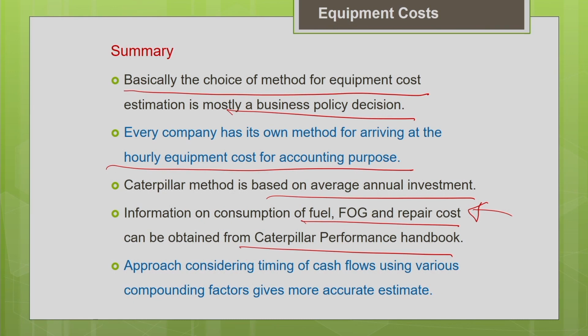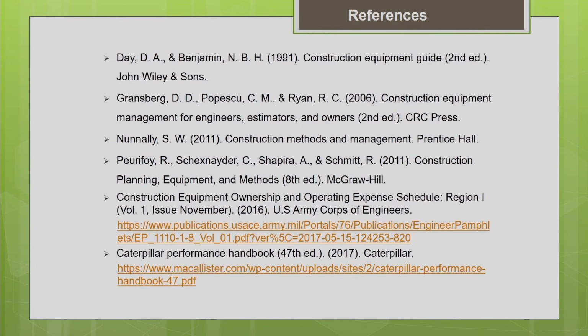And the time value method, considering the timing of cash flows using various compounding factors, gives you a more accurate estimate. So with this, we have come to the end of this lecture 5. So these are the references which I have used for this lecture preparation. As I told you, there are so many equipment handbooks. One such equipment handbook I have cited here is by the US Army Corps of Engineers. You can try to go through all these handbooks so that we can get the information on the various factors which we have mentioned, the fuel consumption factors or the FOG, labor adjustment factors. Okay. And they have also given you the illustrations on how to do the equipment cost estimation.